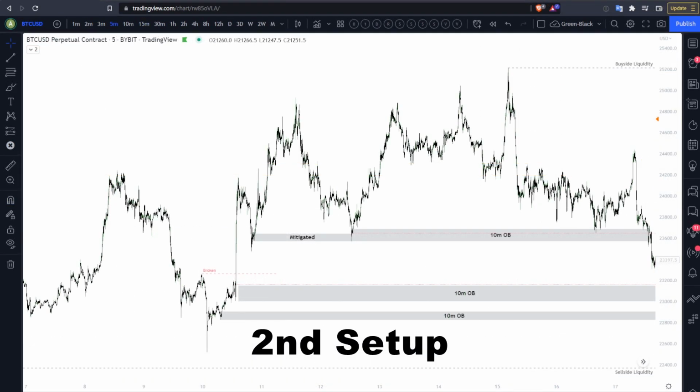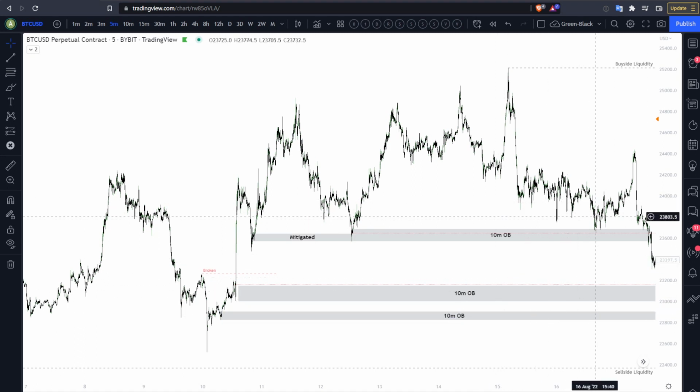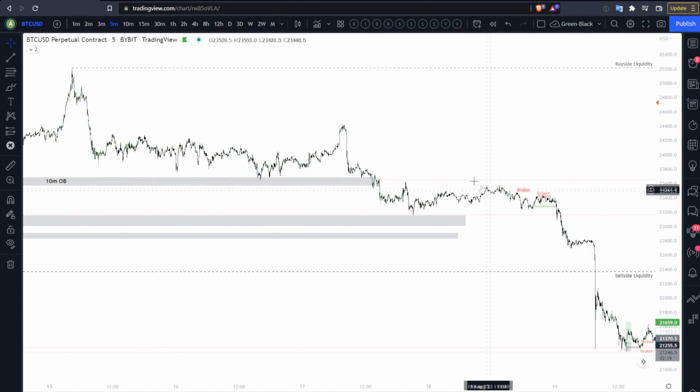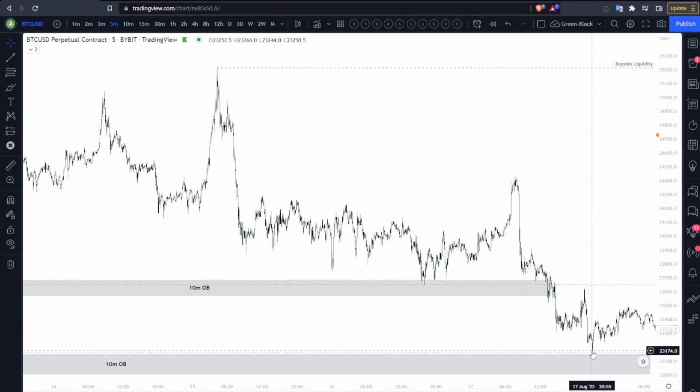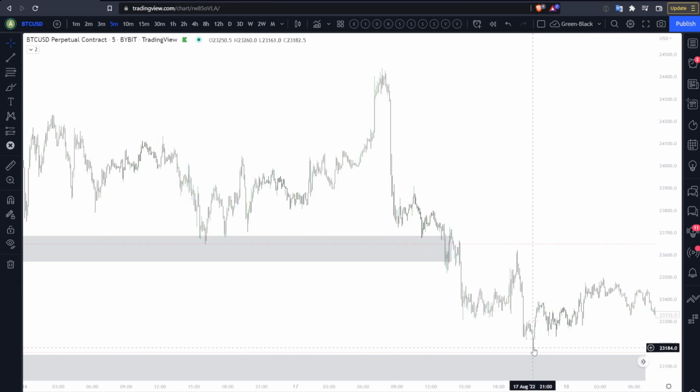And now I'm going to review the second setup that presented itself. Once the price broke down from this order block, we had another order block below us. The price almost reached it here. Now I was expecting lower, therefore I did not take the trade off of it.